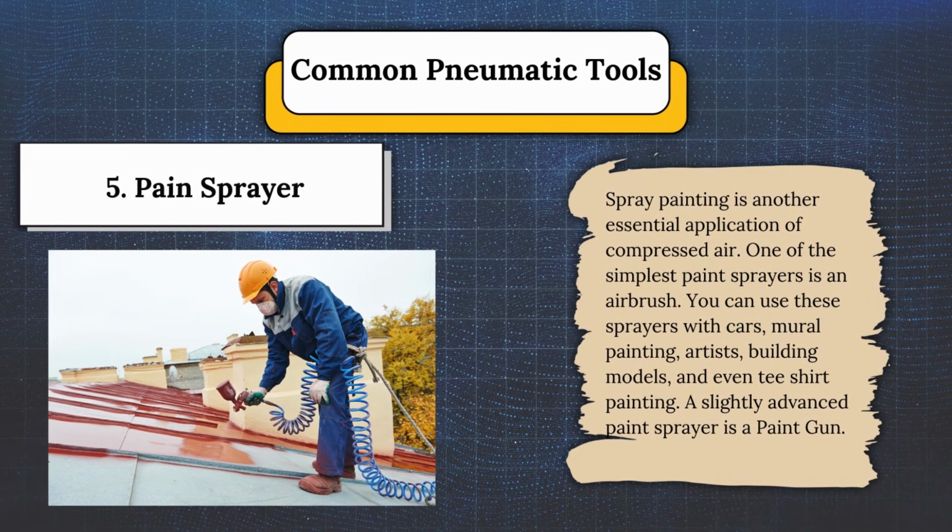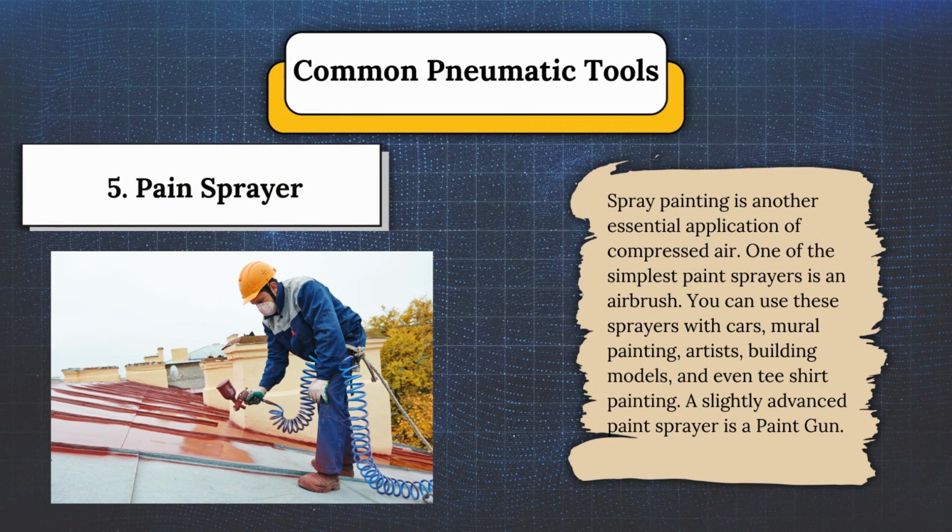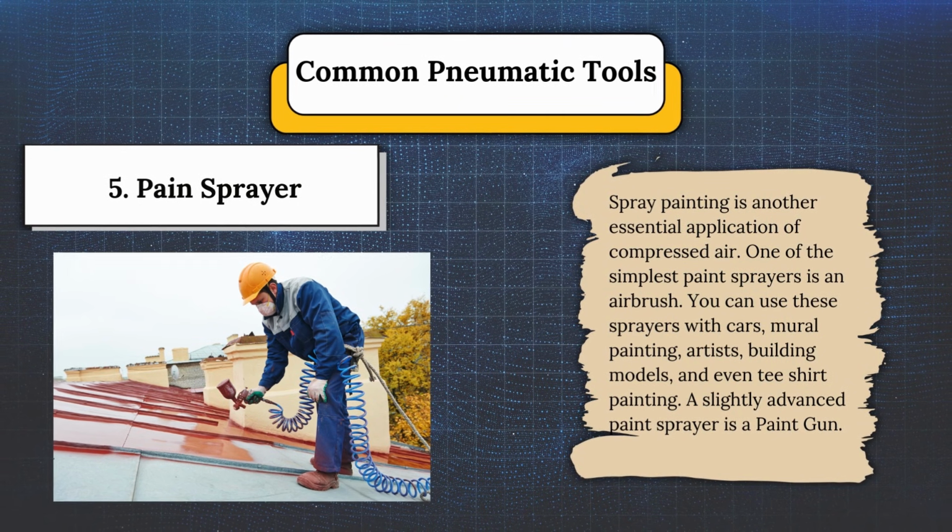Number 5. Paint sprayer. Spray painting is another essential application of compressed air. One of the simplest paint sprayers is an airbrush. You can use these sprayers with cars, mural painting, artists, building models, and even t-shirt painting. A slightly advanced paint sprayer is a paint gun.